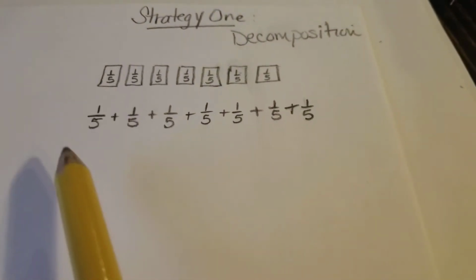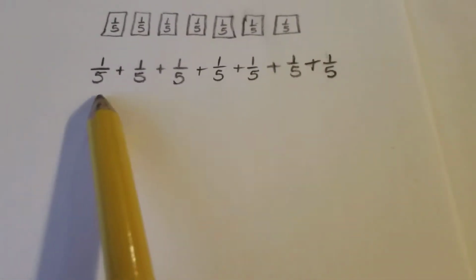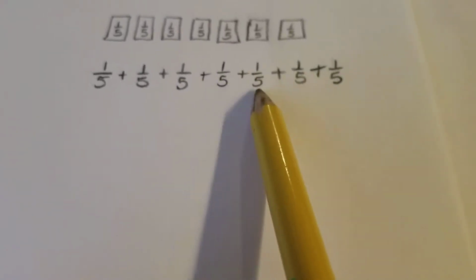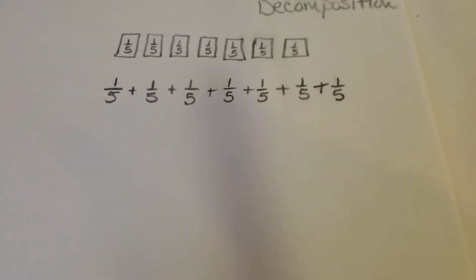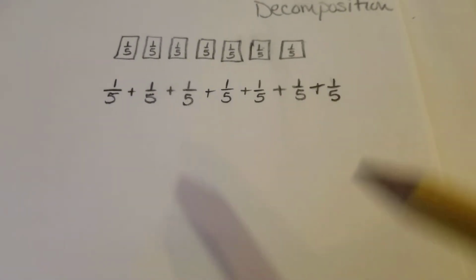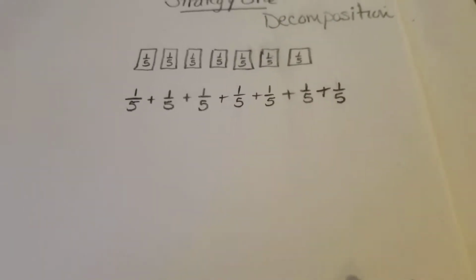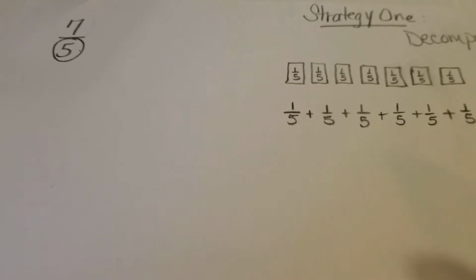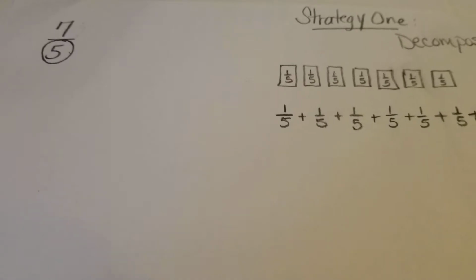As an addition math sentence, it would look like this. 1/5 plus 1/5 plus 1/5 plus 1/5 plus 1/5 plus 1/5 plus 1/5. So I've decomposed that 7/5 into unit fractions. I chose fifths because of the denominator. The denominator lets me know what proper fraction I will use to compose or decompose, whichever you're thinking, 7/5.